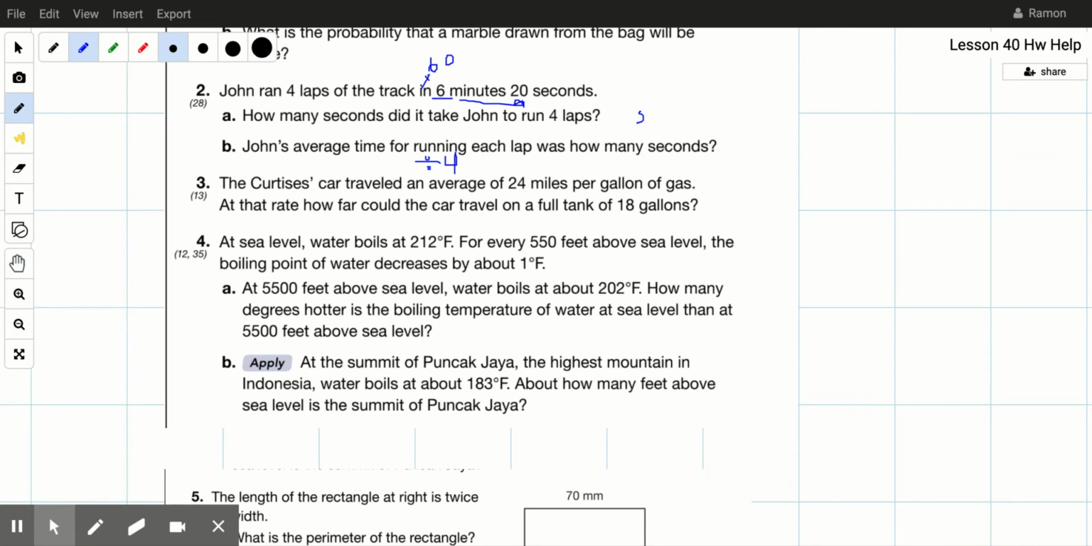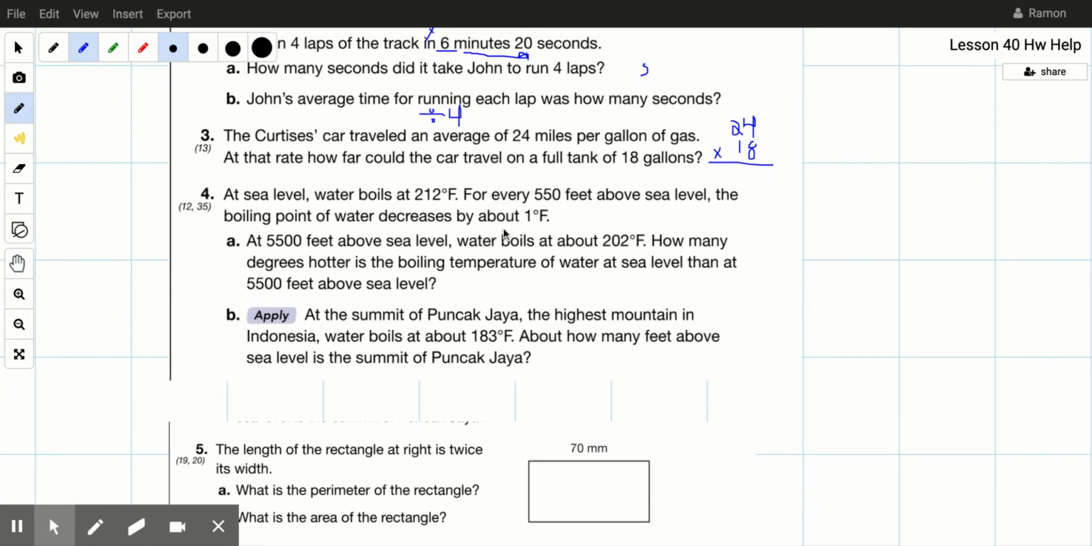Number 3, the Curtis's car traveled an average of 24 miles per gallon of gas. If they keep going at that rate, how far could the car travel on a full tank of 18 gallons? Well, if every gallon gets them 24 miles, then 18 gallons gets 24 miles for every gallon, which gives you a total of 24 times 18. That'll tell you how many miles they can travel on a full tank of gas.